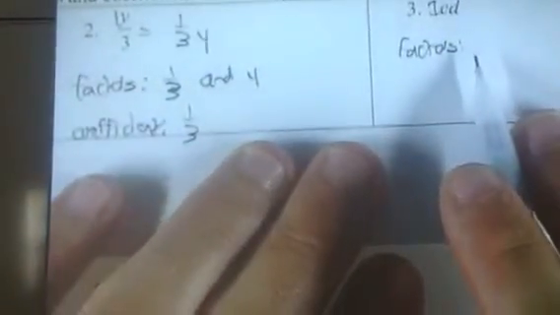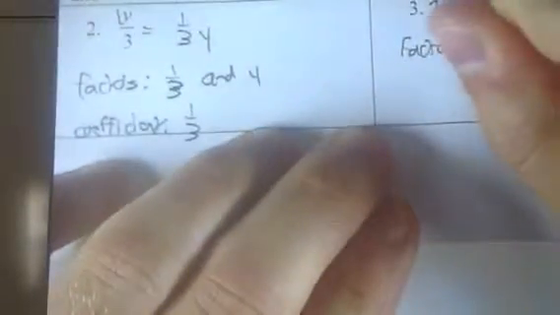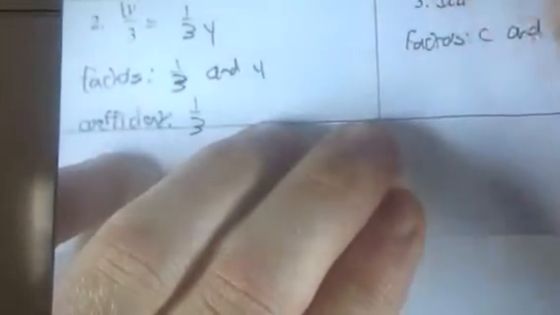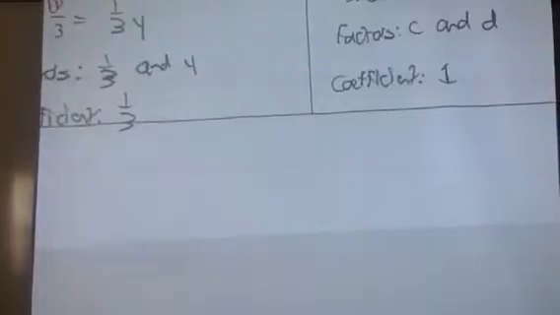Same thing here. I don't see a number out in front of this CD, so there's an understood 1 there. My factors: you could put a 1, but there's always an understood 1, so you don't necessarily have to put it. My factors are just C and D. And then my coefficient, the number being multiplied by those variables, is just that understood 1. So my coefficient is 1, my factors are C and D. Again, you could put the 1 in with the factors, but you do not have to.